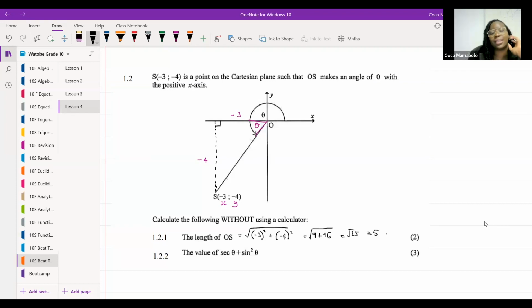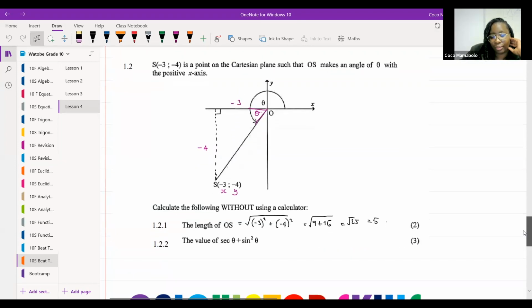Good. Now it says here, we need to find the value of sec theta plus sine squared theta. Right, sec theta plus sine squared theta. What do we know about sec, guys? What do we know about sec theta? Where does sec come from?